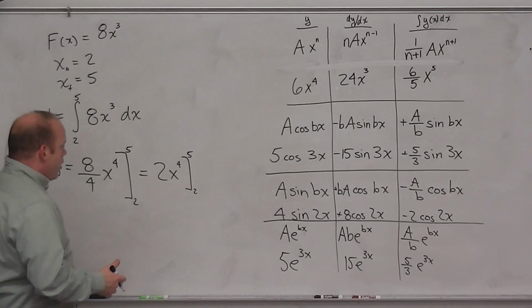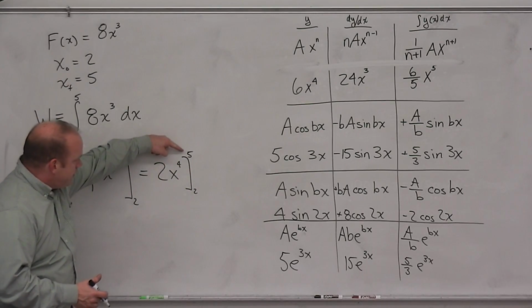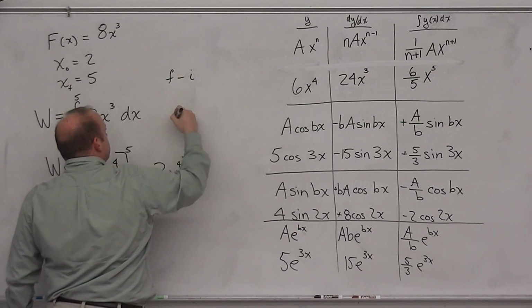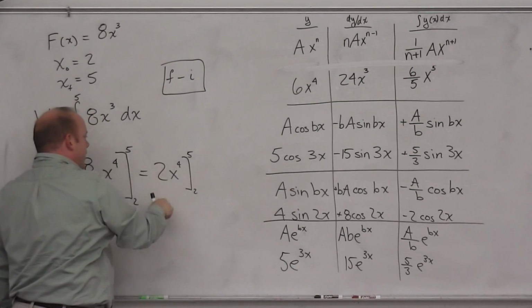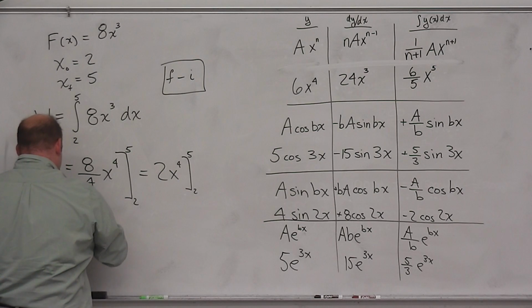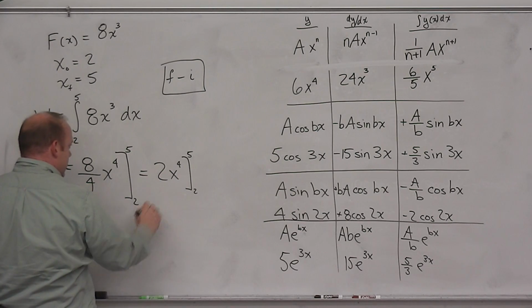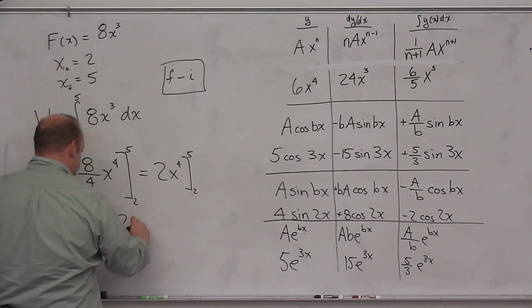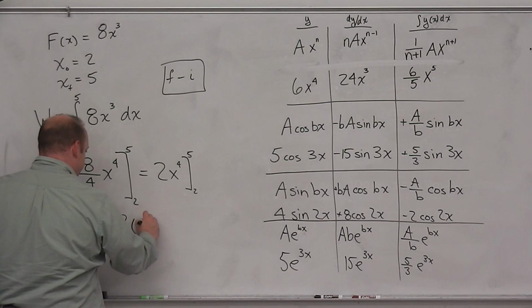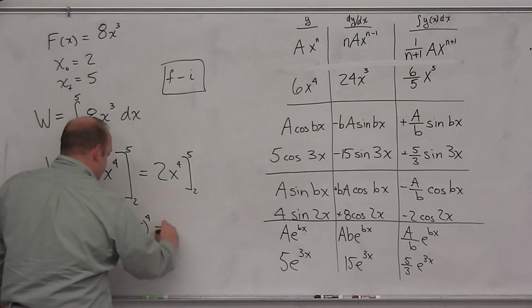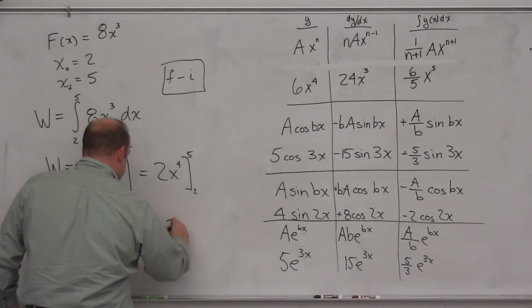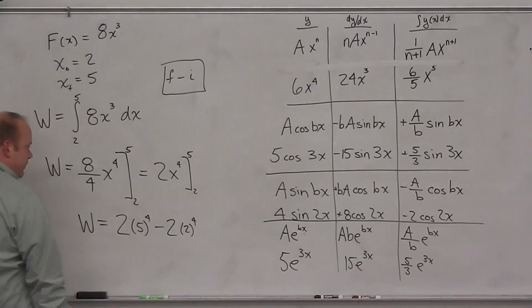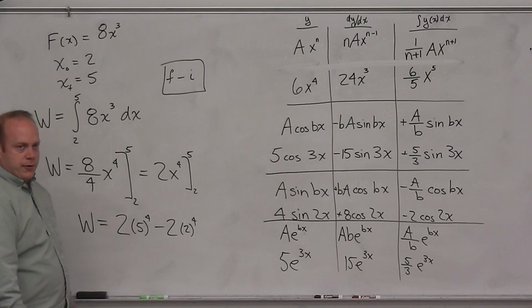So now, what I do, I plug in the higher value, I do final minus initial. That's a key, final minus initial. So I plug in the final. So the work here is going to equal, I plug in the final value, which is the 5, 2 times 5 to the 4th, minus 2 times 2 to the 4th. That's going to be the work. That's how I do a definite integral.